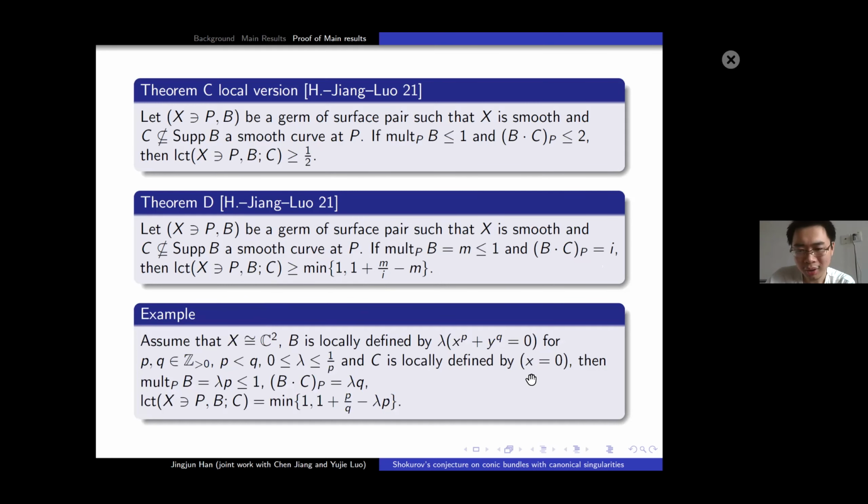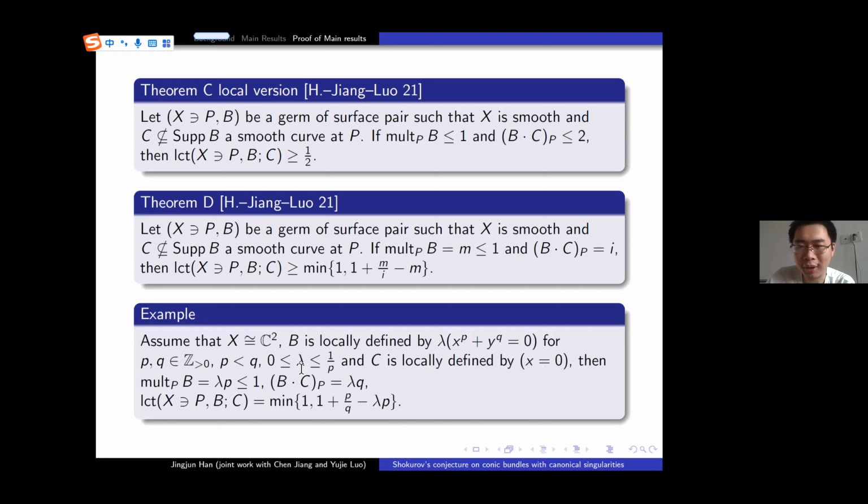And so also there's examples indicating that the values in Theorem D are optimal. For example, we can let B be x to the P's power plus y to the Q's power, for some lambda which is less than or equal to 1 over P, and C is locally defined by x equal to 0. Then we can compute the multiplicity of B at the point P, which is equal to lambda P, because P is less than or equal to Q.